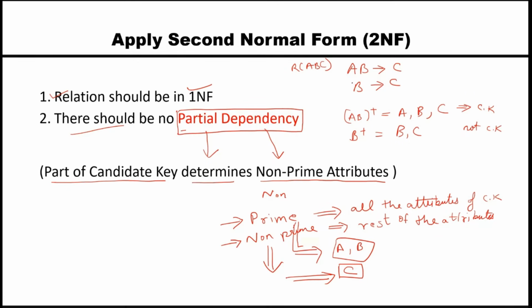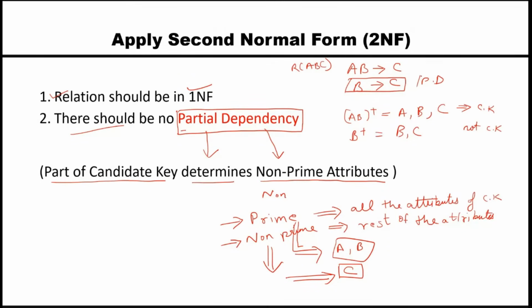Now, part of a candidate key determines a non-prime attribute. So here if you see, B is determining C. All of you please pay attention here. B is determining C. There is a partial dependency. How is it a partial dependency? Because B is a part of the candidate key. It is partly defined, it is defined in parts. So it is partial. And it is also determining a non-prime attribute. So this attribute, we have seen that it is non-prime and it is functionally dependent on part of the candidate key.